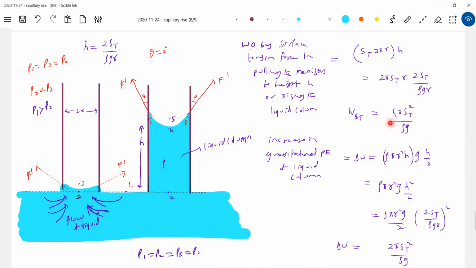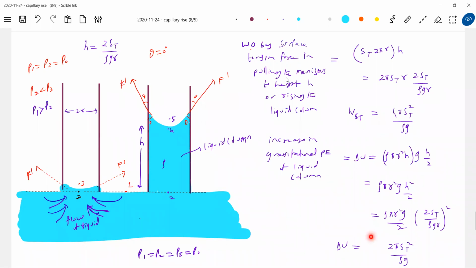Where does the remaining energy go? It is converted into heat. Why heat? Because any liquid, water or otherwise, will have viscosity. Viscous force is a non-conservative force. So when the water is rising up, there will be a viscous drag between the layers of water. To overcome that, energy is needed. We will provide that from a part of the work done by surface tension. So the remaining will be converted to heat and released as heat.